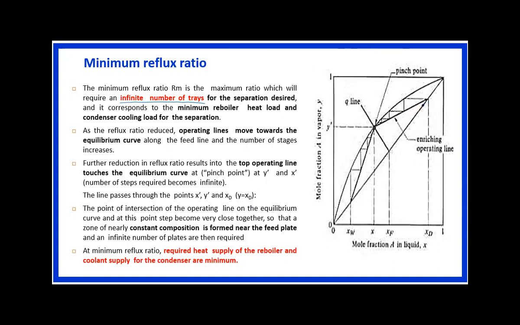Let us look at the XY diagram again. In this XY diagram, if we start drawing the operating line of the rectifying section from this XD point, then for the minimum reflux ratio, this operating line of the rectifying section coincides with the Q line equation on the XY diagram. That is the main issue.